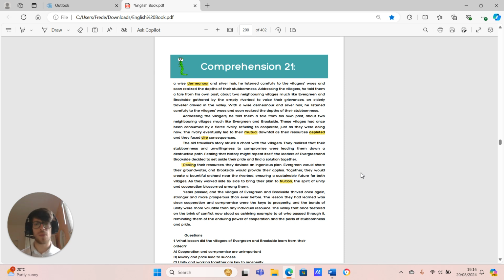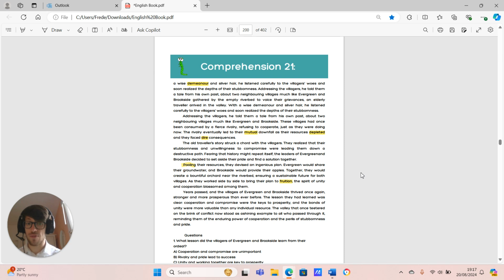Gathering their resources, they devised an ingenious plan. Evergreen would share their groundwater, and Brookside would provide their apples. Together, they would create a bountiful orchard near the riverbed, ensuring a sustainable future for both villages. As they worked side by side to bring their plan to fruition, the spirit of unity and cooperation blossomed among them.